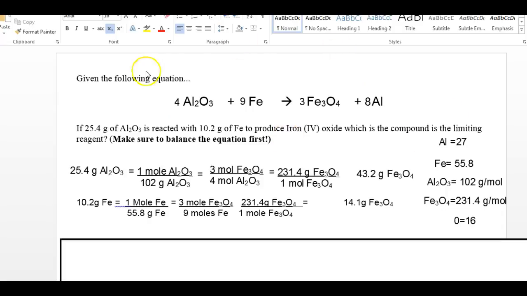Sometimes they kind of match up, sometimes they don't. So whenever we're doing a problem like this, one of the most important things to do is to make sure it's balanced. And then the next thing we do is we go through this mole equation where we start off with grams, and we know these are the two reactants, aluminum oxide right here, and then iron right here. We have a certain amount of each, 25.4 of this, 10.2 of this. Then we're going to take these grams and convert them into moles by using the ratio this way. Because if you look, we cancel the grams here and we end up with moles.